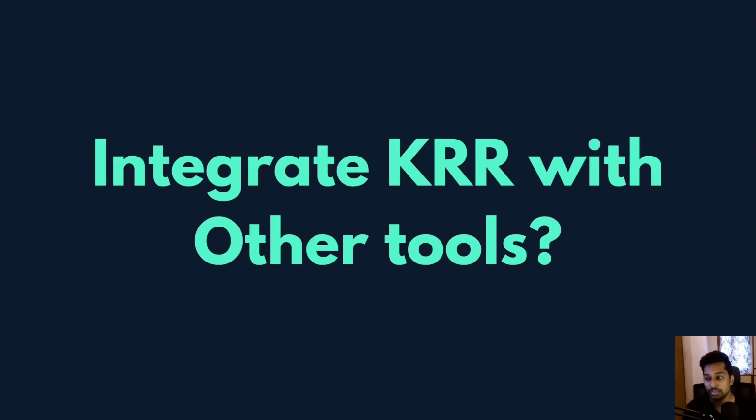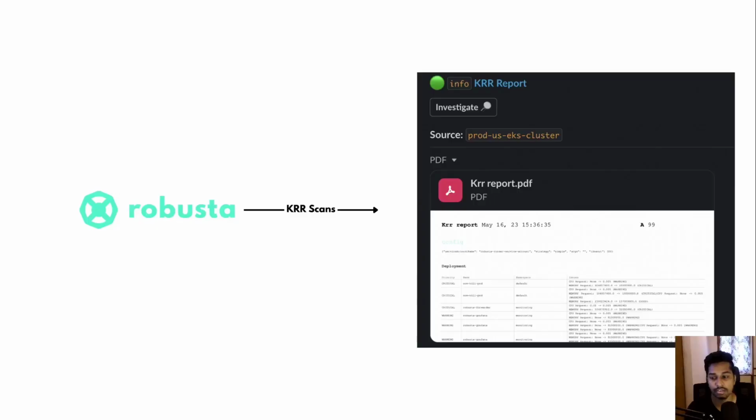And another question we get is, can I do more with KRR? I want it to work as more than just a CLI. I need to see more data about it. I need to see why it's recommending and that sort of thing. Yes, you can. Using the Robusta open source, you can configure it to run occasional KRR scans and send you the reports on your Slack or any of the 15 plus integrations that it has.